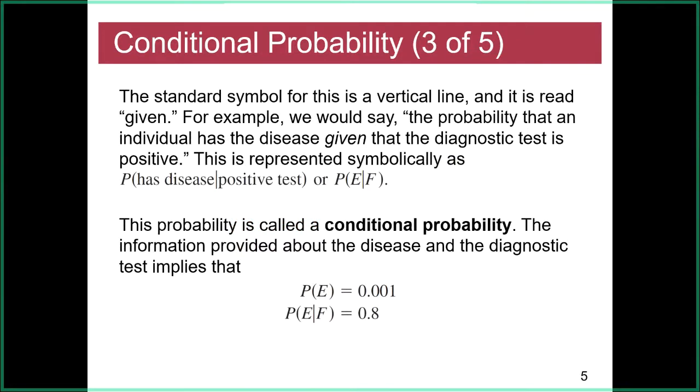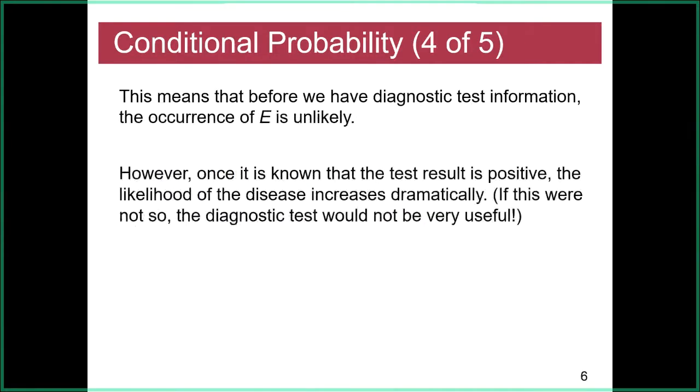And there is that breakdown. The probability that they have the disease is only 0.001. The probability that they have the disease, given that we know that the test was positive, goes up to 0.8. So we've narrowed down our search. We're not looking at the whole population anymore. We're only looking at the portion of the population that had a positive test.